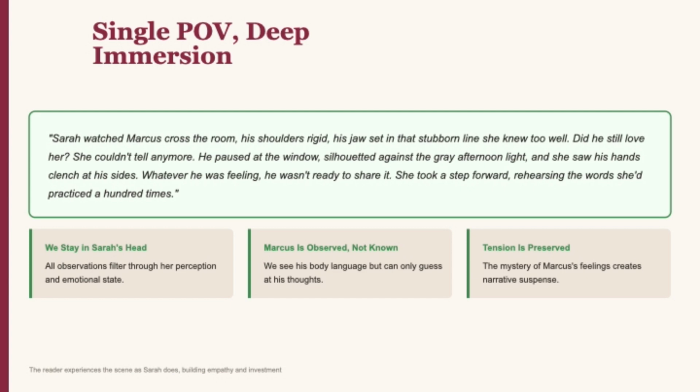All observations are filtered through her perception and her emotional state. Marcus is being observed. We see his body language, like I said. He has rigid shoulders, he has clenched hands. We can only guess at his thoughts, just like Sarah has to guess. And because of that, the tension is preserved. The mystery of what Marcus is feeling creates a suspense, the tension that we need. The reader has now experienced the scene exactly as Sarah does, because now we want to know, well, what made Marcus feel like this? Why is Marcus doing this?